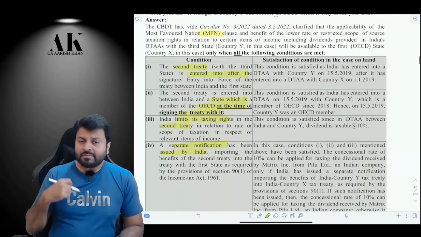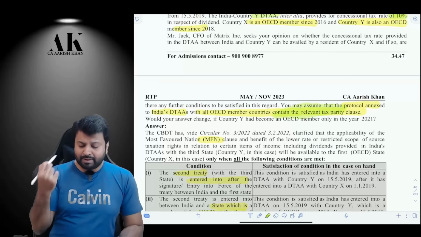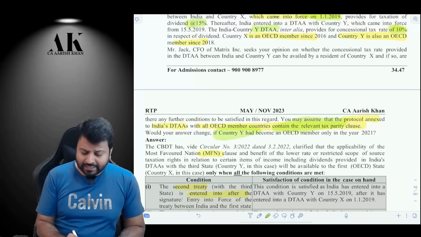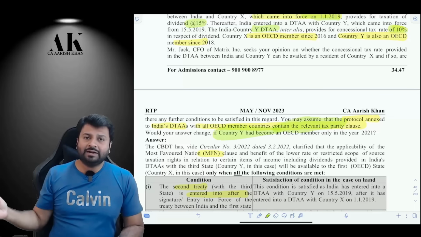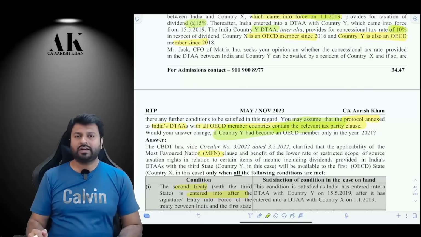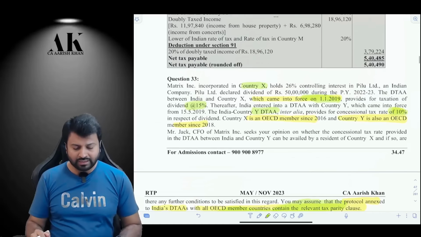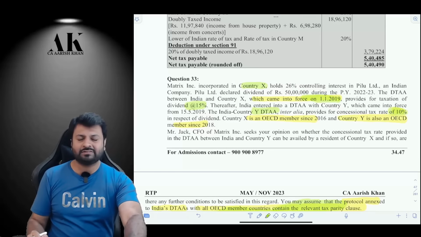Now, in this question, if it is said that the first country became a member of OECD, and the second country became a member of OECD in 2021, then this benefit will not be given, because that particular country is not a member on the date on which we gave the benefit of 10% to the first country. Okay, so this is what this question is all about. Nothing great as such, you can go through it once. Now this question is more relevant in paper 6 rather than paper 7.